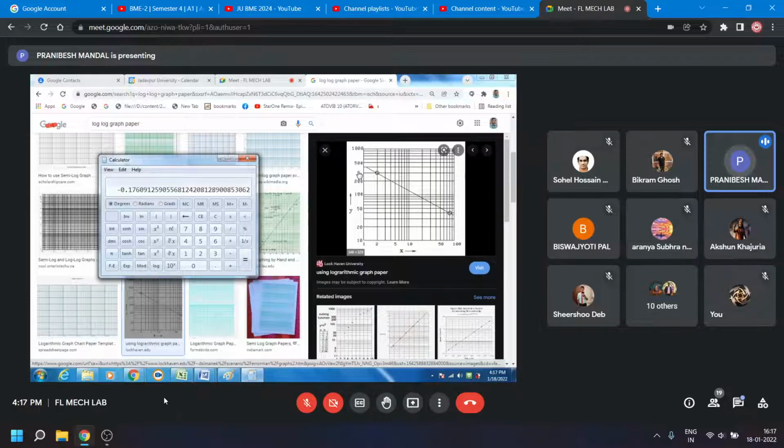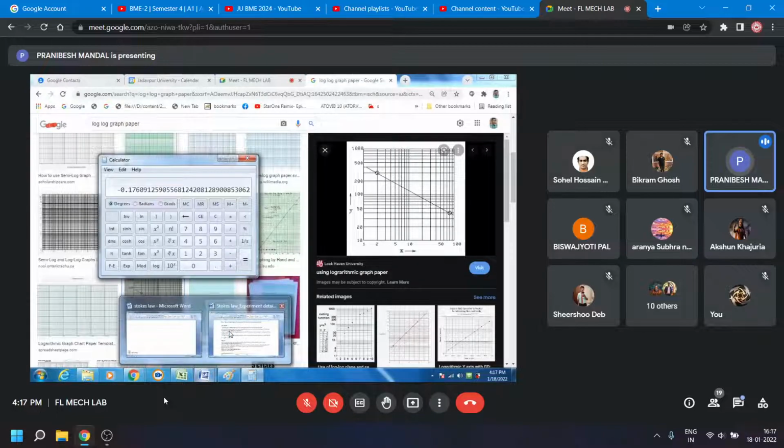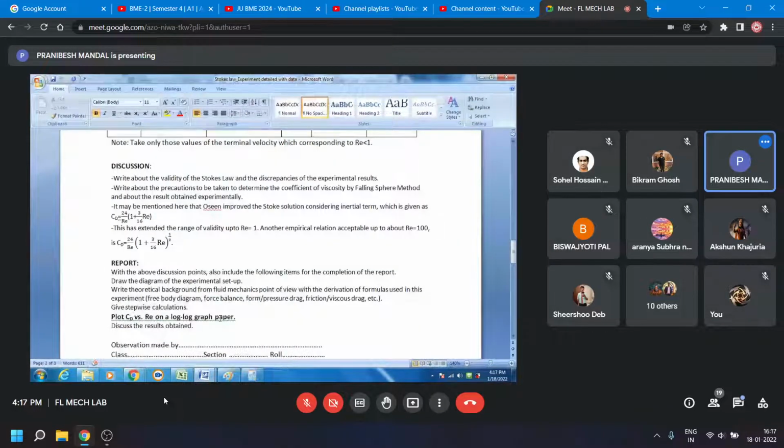So the two advantages of log-log plots are okay to you? So now can you plot this particular CD versus RE on log-log graph paper? I think you can. What can be done? Yes, sir. So the total experiment is okay to you or not?